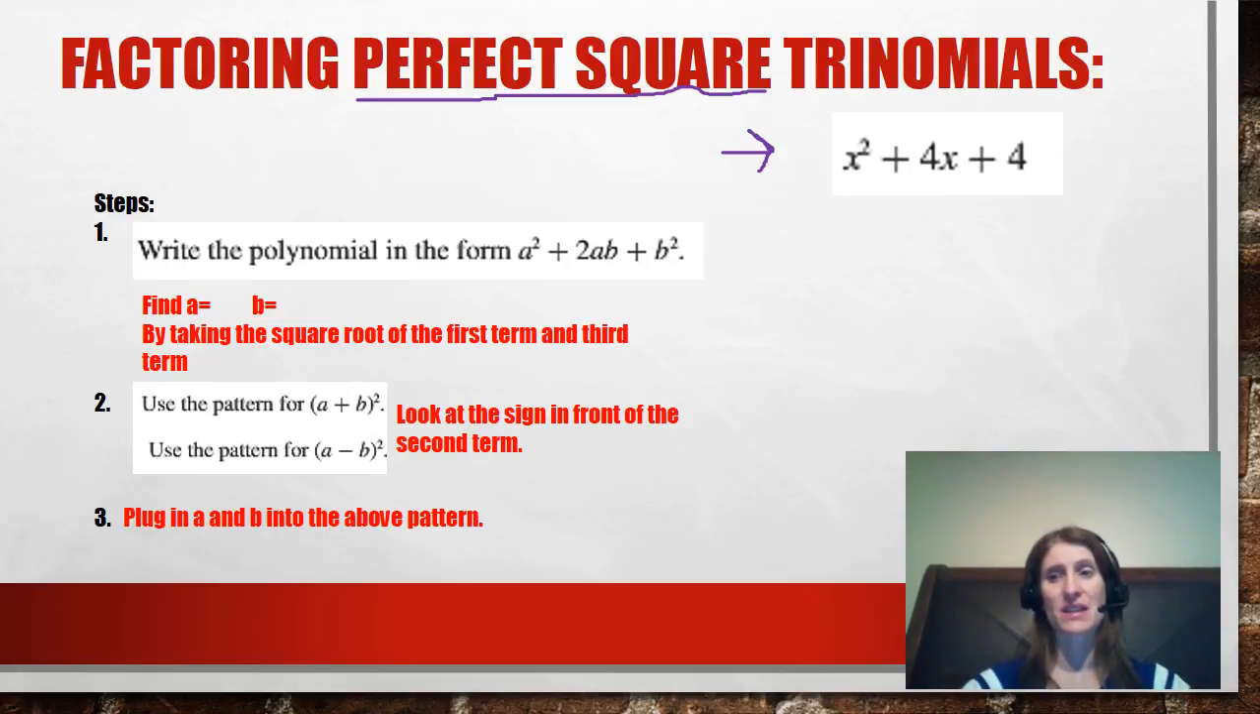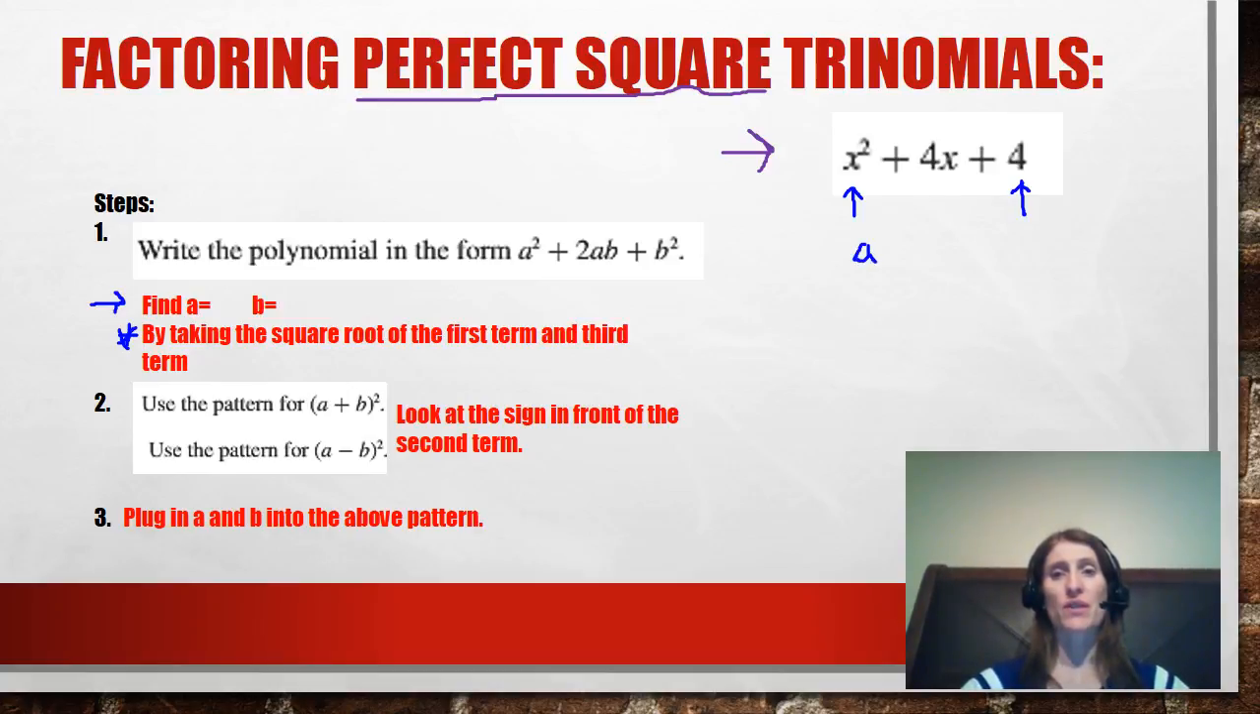The key thing is this, that we find what A is and we find what B is. Okay, so let me explain how to do that. A is always going to be wherever this first term is, okay? And B is always going to be dealing with the last term. And so when I'm finding A and B, over here it says to take the square root of the first term and the third term, okay?